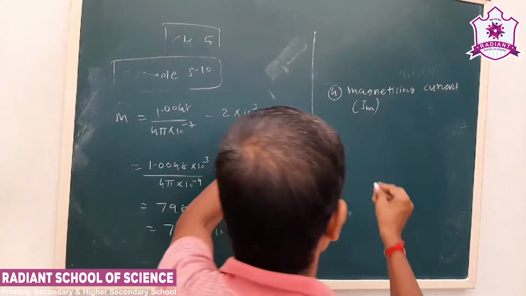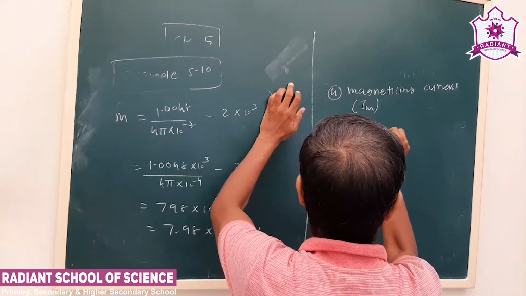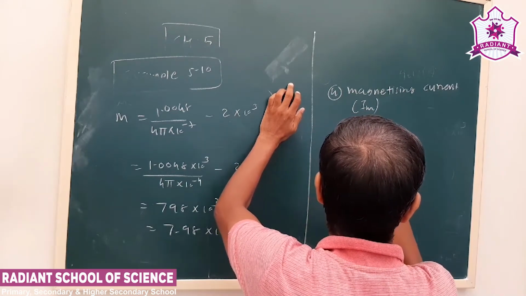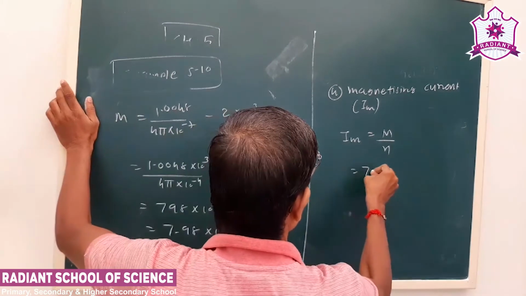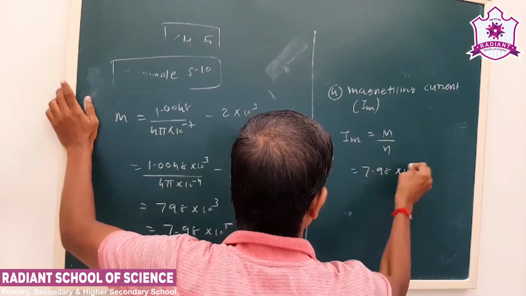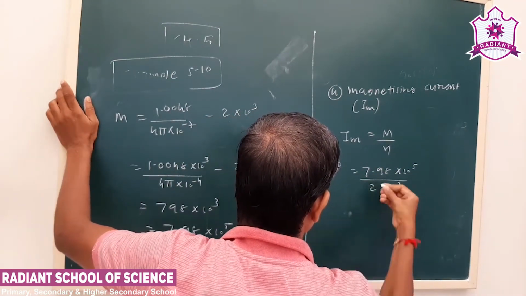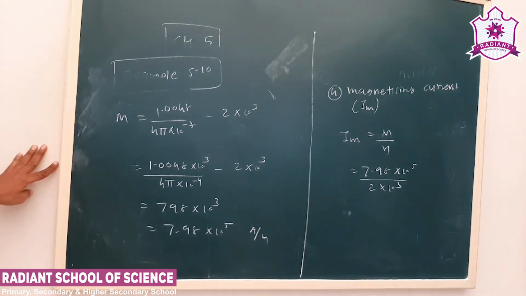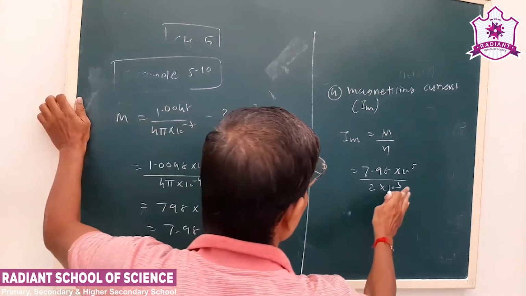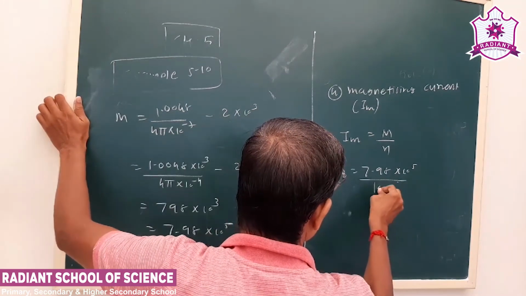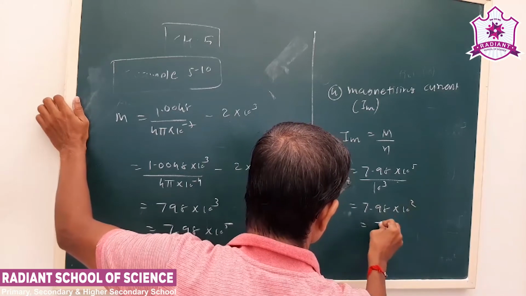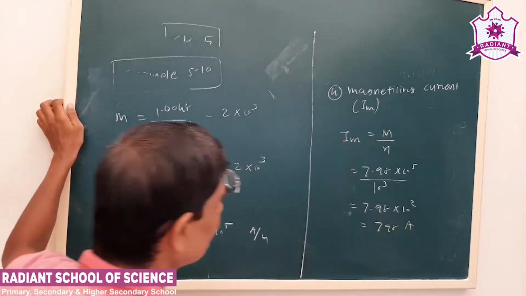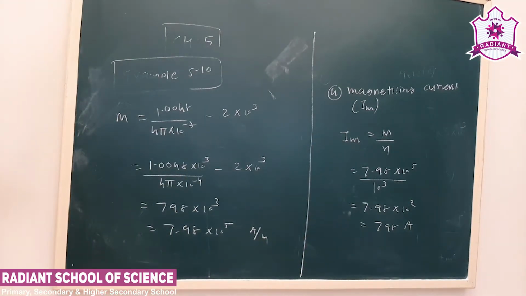So in that case we have to remember Im is equal to M upon N. M value we have obtained. N is 2 into 10 to 3 we are having. N is 1000 turns per meter. So this is how we can obtain the magnetization current.